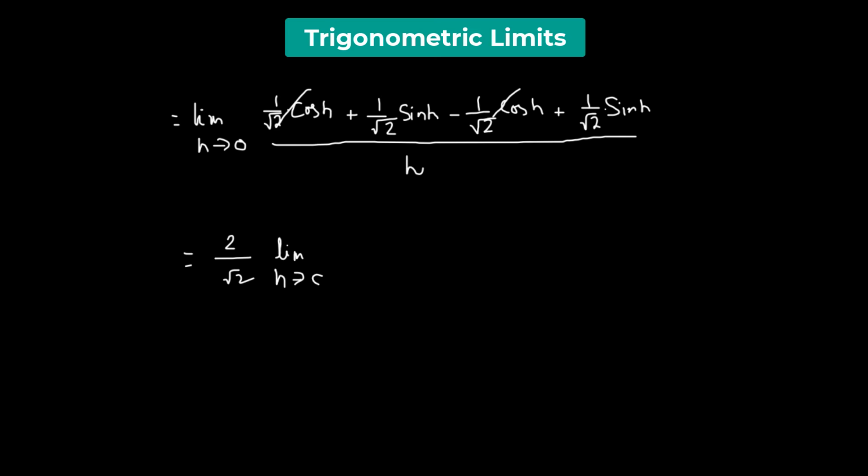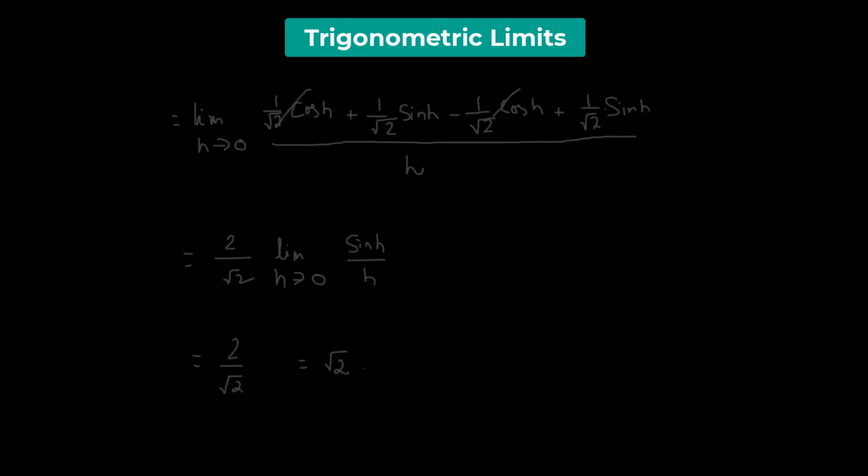So we have limit h tends to 0, sine of h over h. As per definition, the limiting value of sine of h over h is going to be 1. So we have 2 over root 2, and if we rationalize the denominator, that is going to give us square root of 2. So this is the limiting value of the given trigonometric function when x approaches pi over 4.